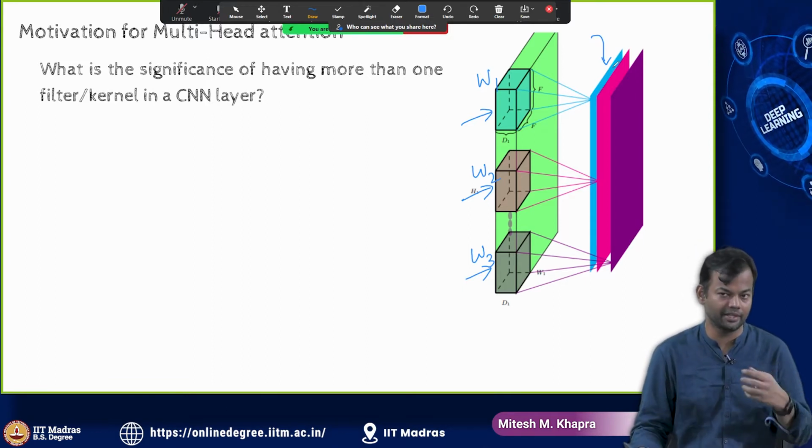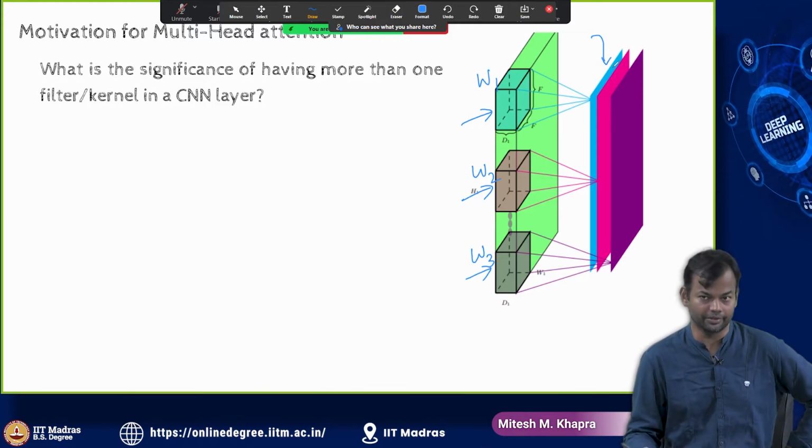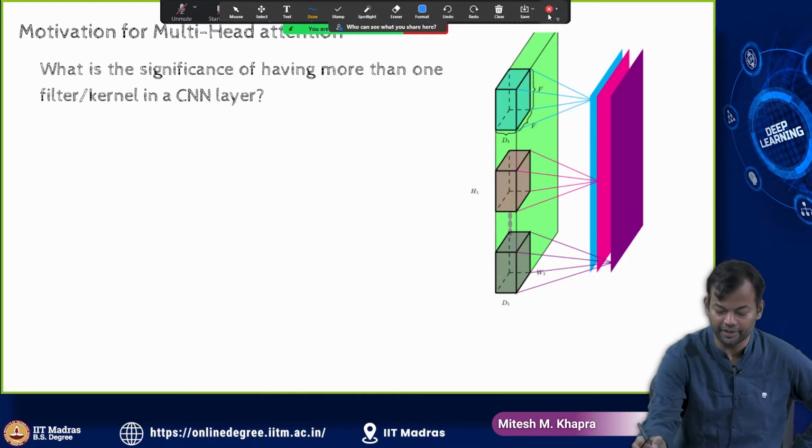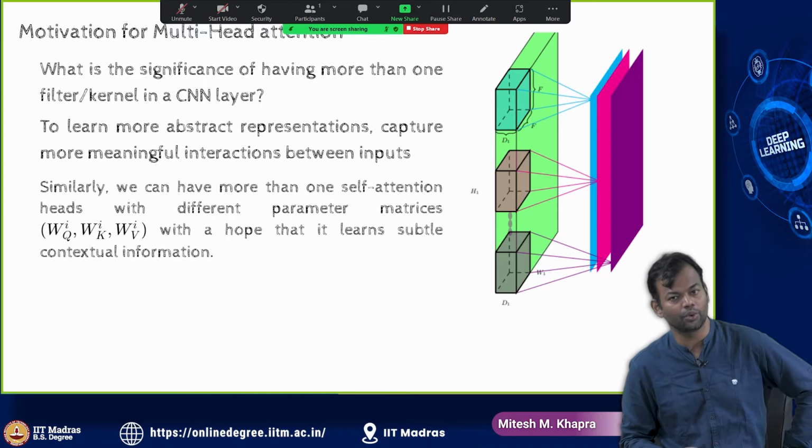Some may detect edges, some may detect blurs and so on, right? So that's why you had multiple filters, right? And the more filters, the more abstract representations you could compute. The same argument holds here.